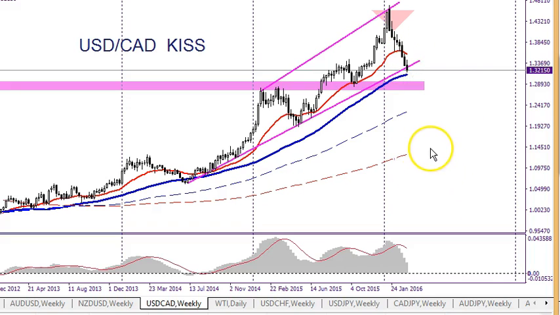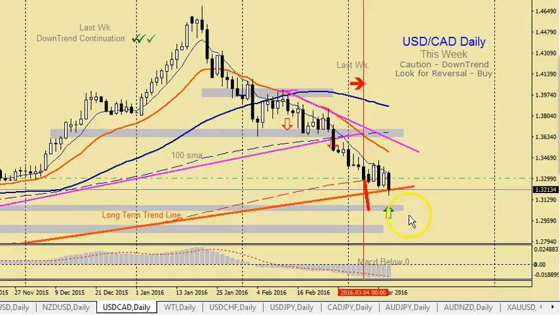So we are going to take a look at the daily chart, and we're going to switch over here to the US CAD. Now, again, remember the theme of the video is which currencies are the weakest, which ones are the strongest. Well, one of the strongest is the Canadian dollar. And again, you can see what's happened on the daily chart.